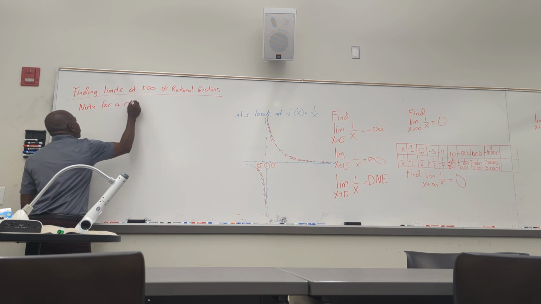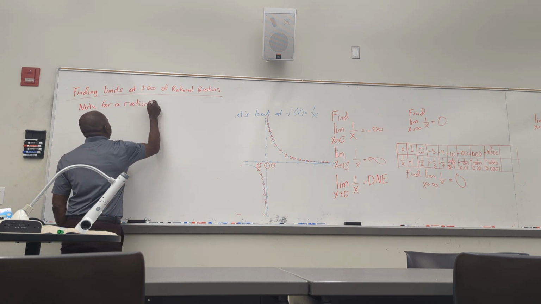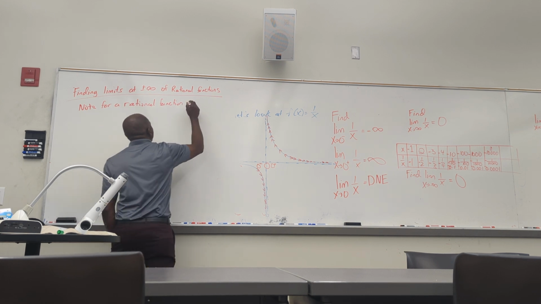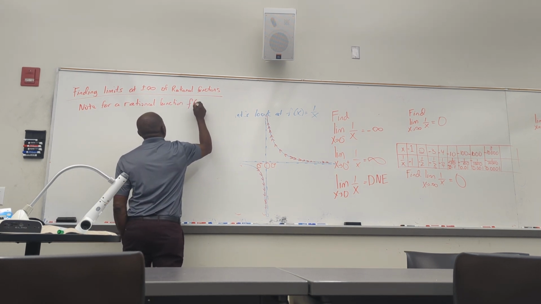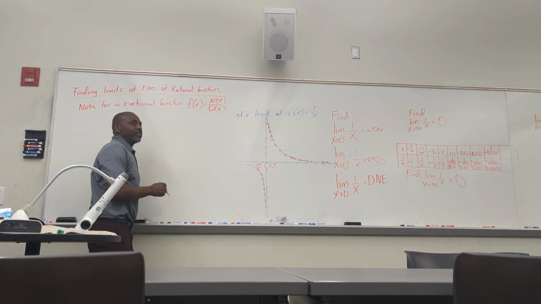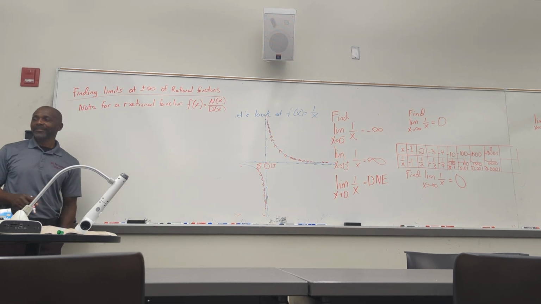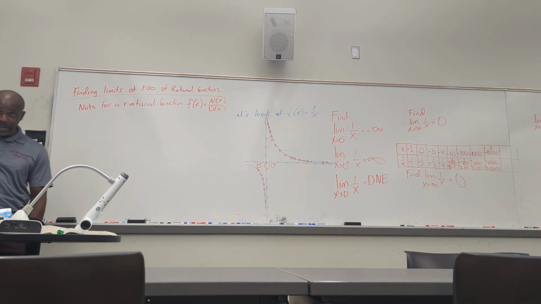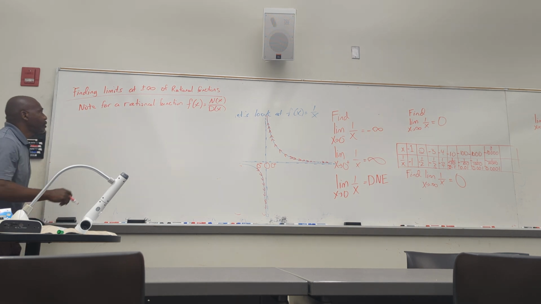for a rational function, that's when we have f of x, I have some numerator function, and I have some what? Denominator function. You good, class? Rational means you got a fraction. You good, class? And this is the first one.